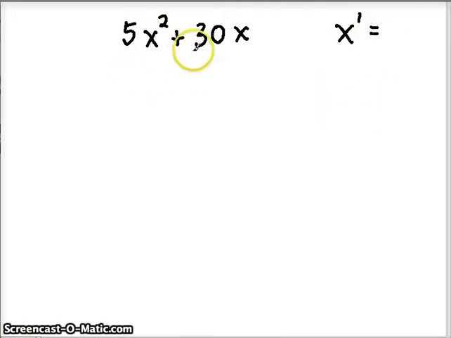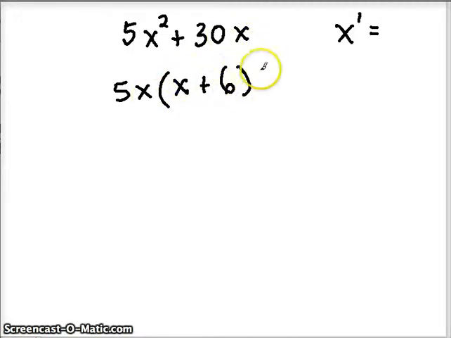So let's take out the thing that they both share, the biggest thing that they both share. Well, 5 could go into both of these numbers evenly, but they also have an x. So let's take out a 5x, or divide each of these terms by 5x. If we do that, we're left with 1x, right? 5x times x would bring us back to 5x squared. We got positive 30x. That divided by 5x leaves us with 6. 5x times 6 gives us 30x.